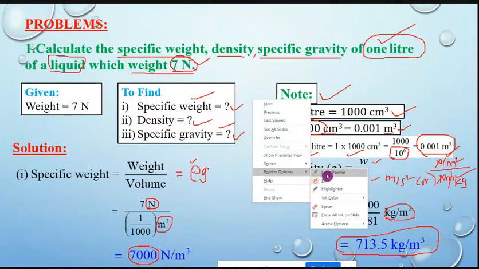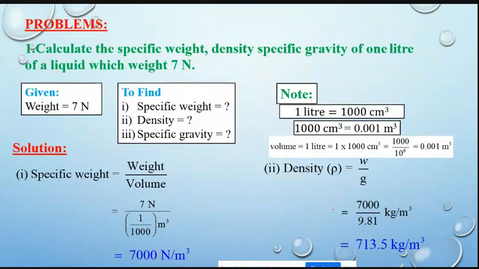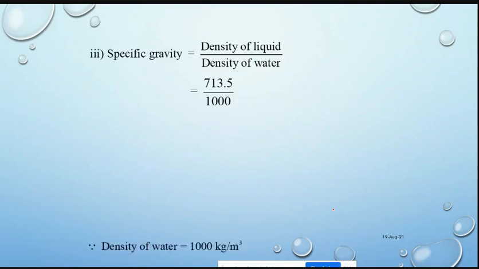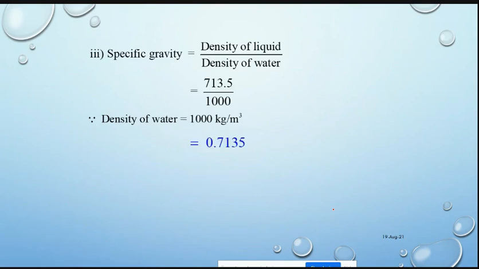If you use these values, the specific gravity will be 0.7135. That is the right answer. And there is no unit for specific gravity, because here it is kilogram per meter cube and here also it is kilogram per meter cube. So both get cancelled and there is no unit for specific gravity.